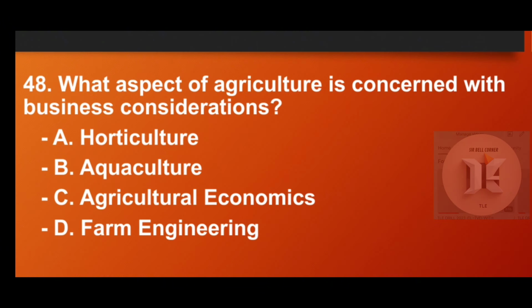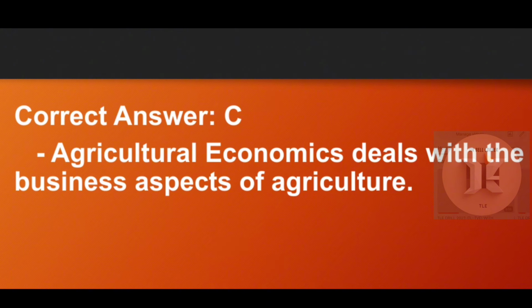48. What aspect of agriculture is concerned with business considerations? A. Horticulture. B. Aquaculture. C. Agricultural economics. D. Farm engineering. Correct answer. C. Agricultural economics deals with the business aspects of agriculture.